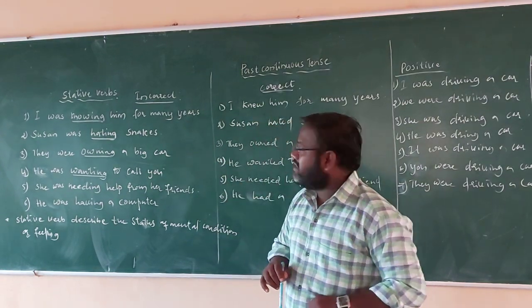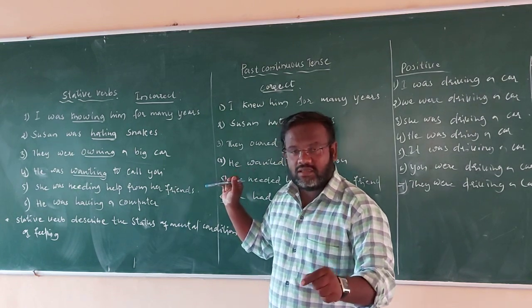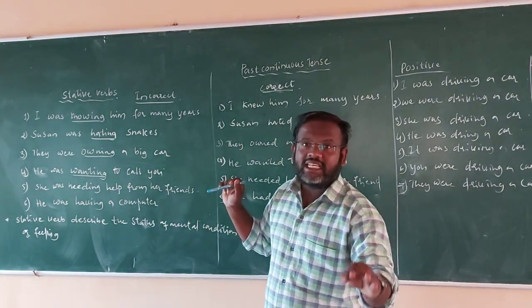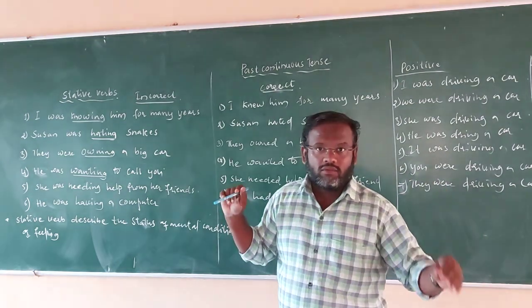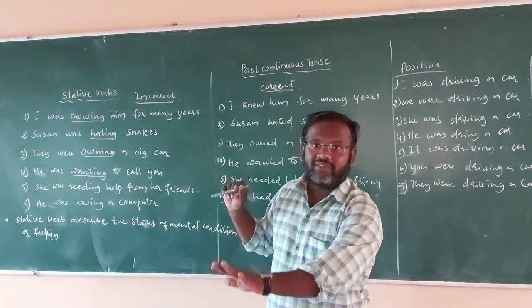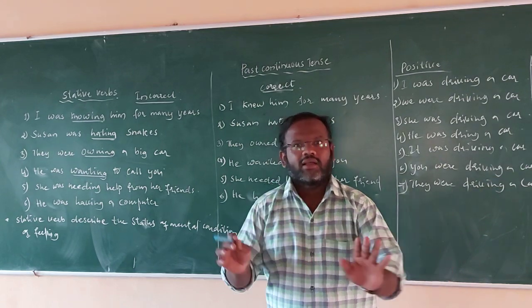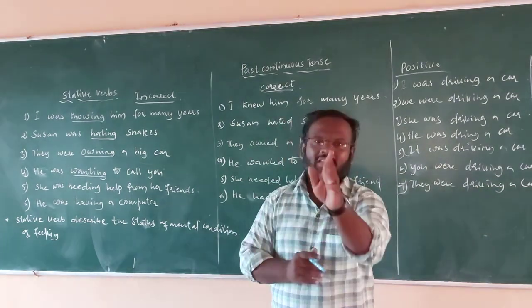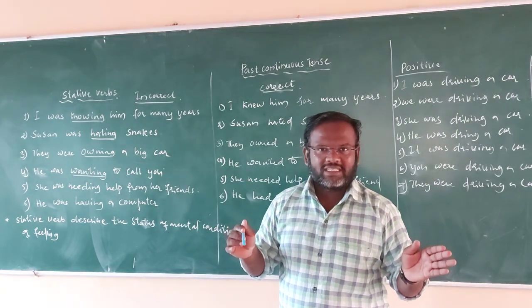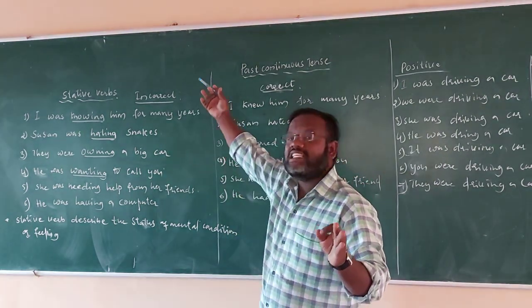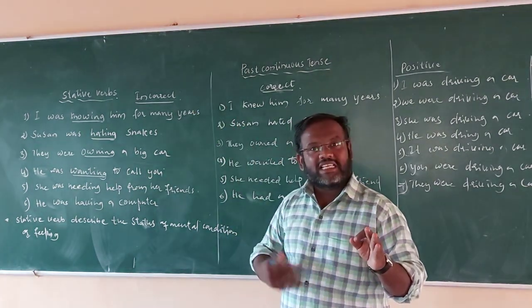Susan was hating snakes. Or Rahul was hating sandwich. Such kind of words you are using, he was hating that, now he is liking, if you are using this, these are absolutely wrong sentences. Hope you are understanding. So hating is a stative form of a verb which is expressing the feeling of a person.